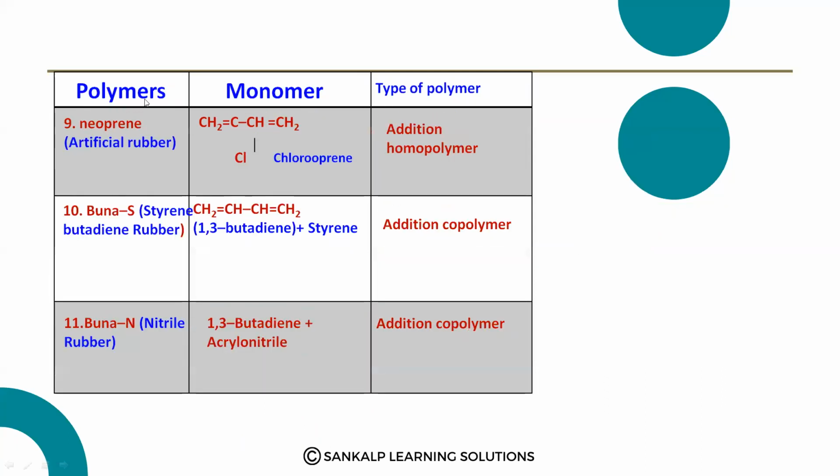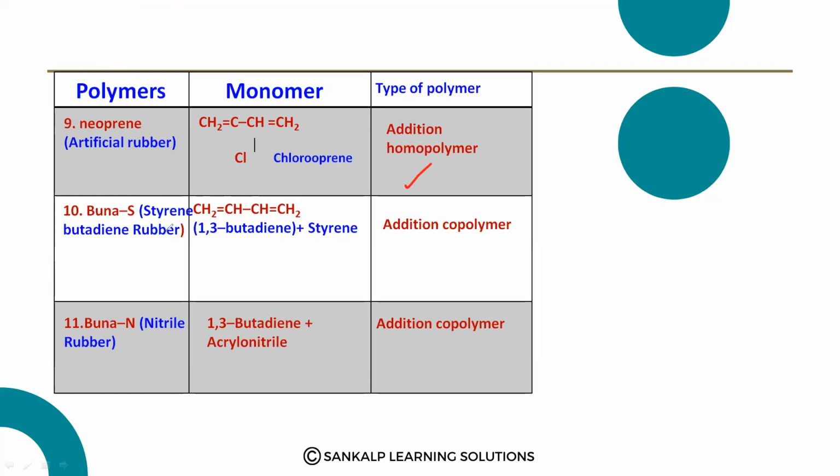Next is neoprene. Neoprene is a synthetic rubber, also called artificial rubber, a man-made rubber. Which is the monomer? It is chloroprene, to which Cl is attached. This is the chloroprene structure. It undergoes addition homopolymerization.